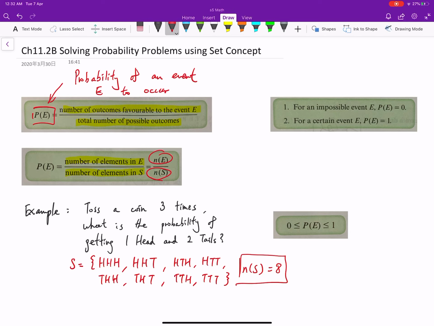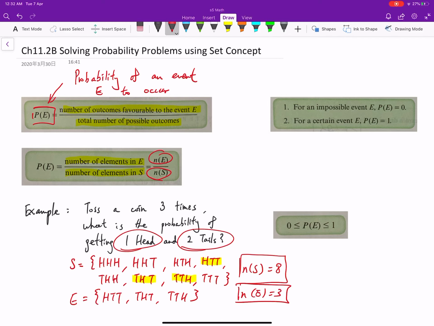Okay, and then what is the event? The event means those elements in S which satisfy our concern. It means it satisfies 1 head and 2 tails. Then you just search in the sample space, right? So 1 head, 2 tails, this is the first one. 1 head, 2 tails, this is the second one, and this is the last one. So it's not the sample space, it's the event. Then we get these 3 elements. So the number of elements in E is 3. If you get these 2 numbers, you will easily get the answer.